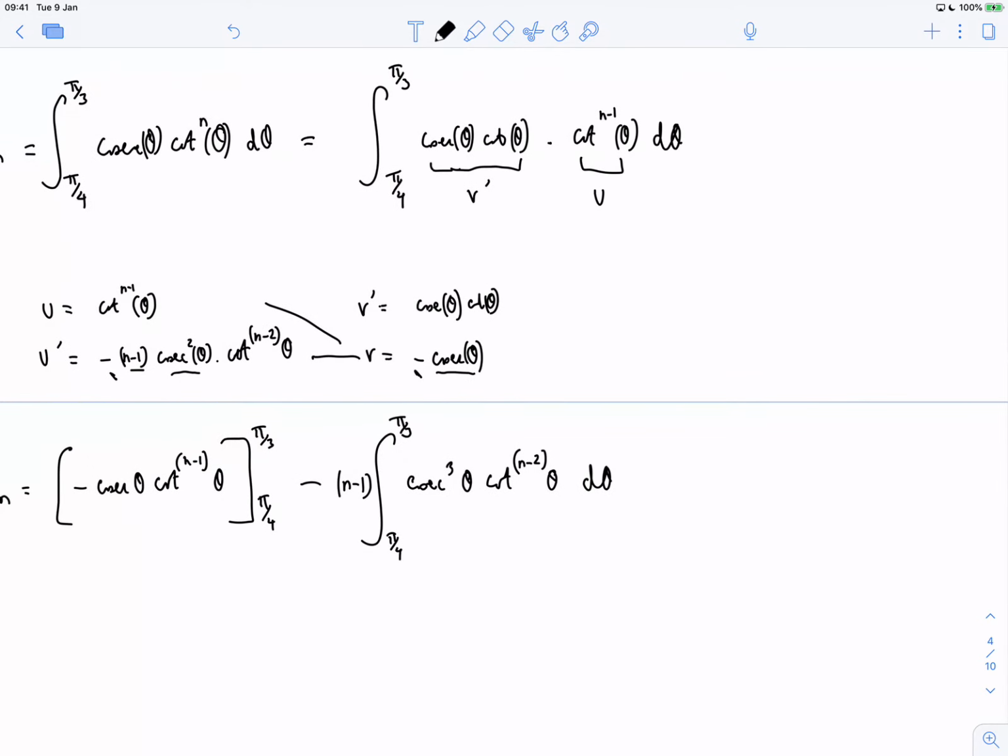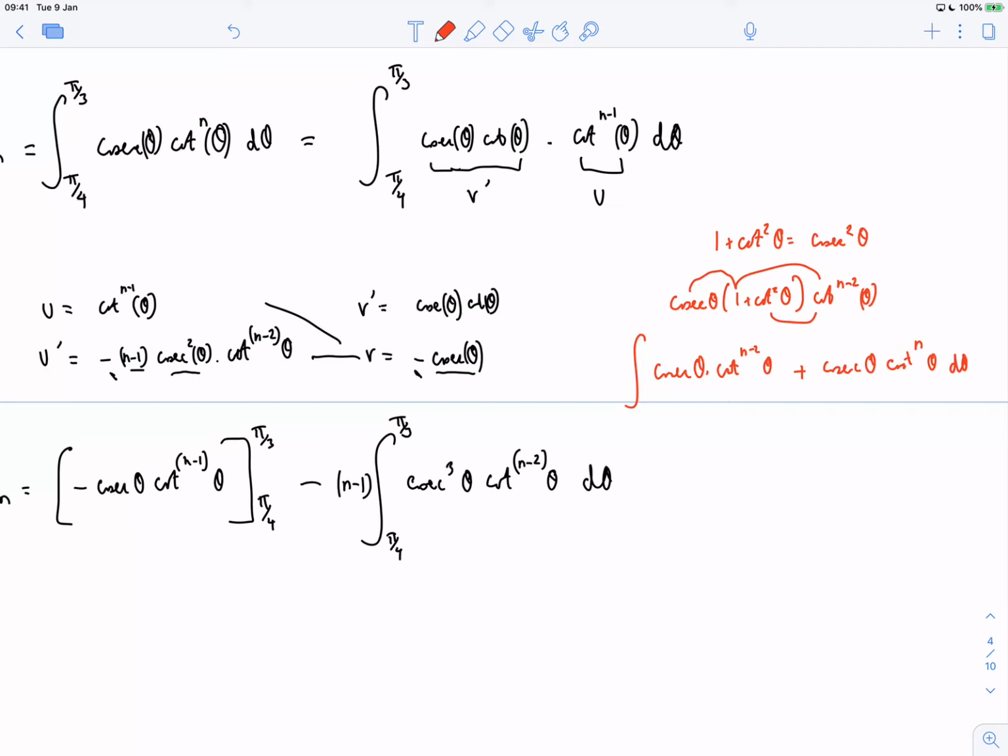And you're probably thinking, oh dear, you've just made it worse. Why did you do that? Well, I'll remind you again that 1 plus cot squared theta equals cosec squared theta from your trig identities. So I can break this cosec cubed into cosec theta times 1 plus cot squared theta times cot to the n minus 2 theta. So this actually is cosec times 1 times this, which is cosec theta times cot to the n minus 2 theta, plus, and then cot squared times cot to the n minus 2, that's just going to become cosec theta times cot to the n theta d theta.